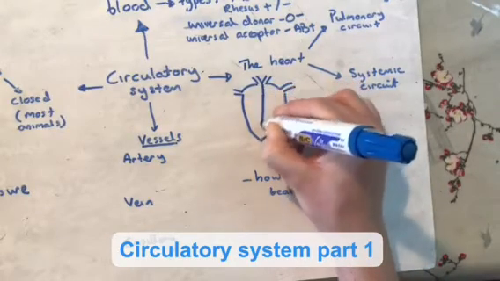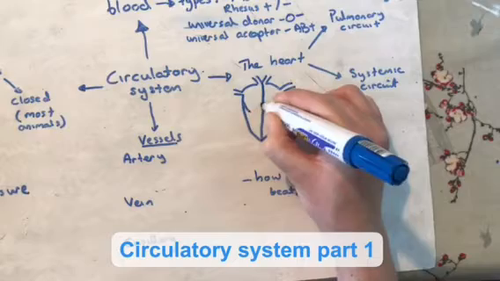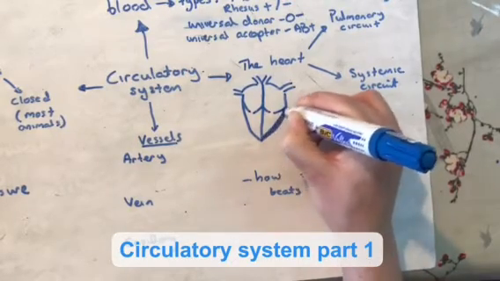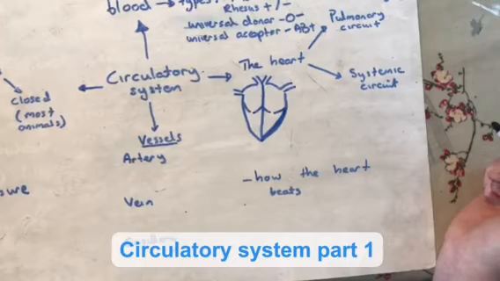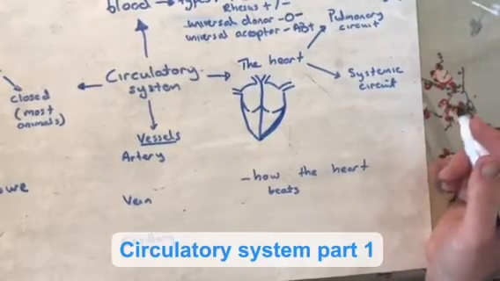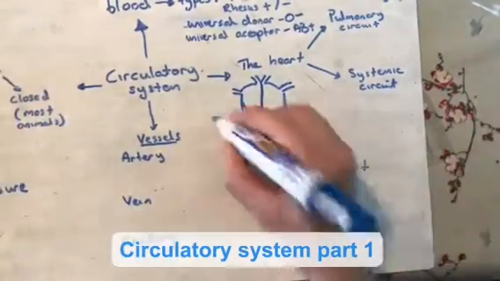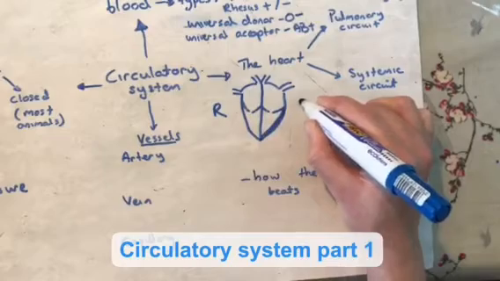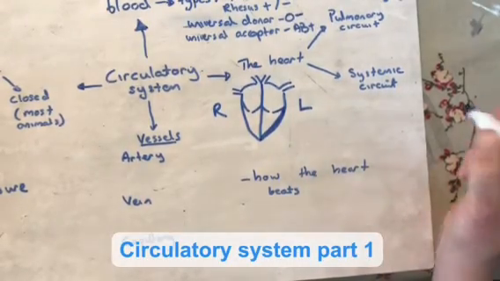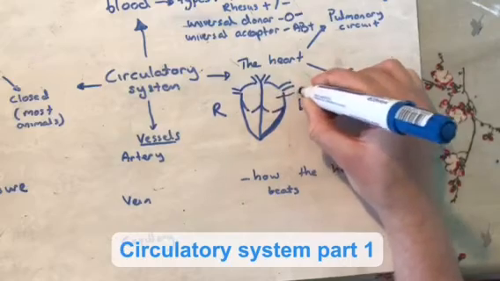So I'm going to divide this into 4 sections. Now remember, the first thing to remember, girls, when you're drawing the heart is that the left and right side are the opposite to what you think, okay? So this is my left side here, so that has to be the right side of the heart, and there's my right side there, which is the left side, all right? Now the top chambers are called atria.